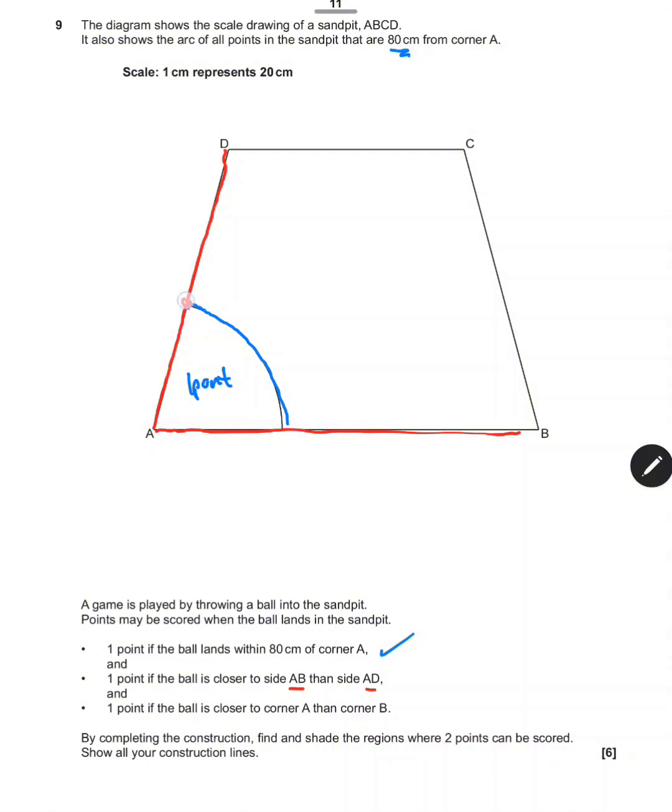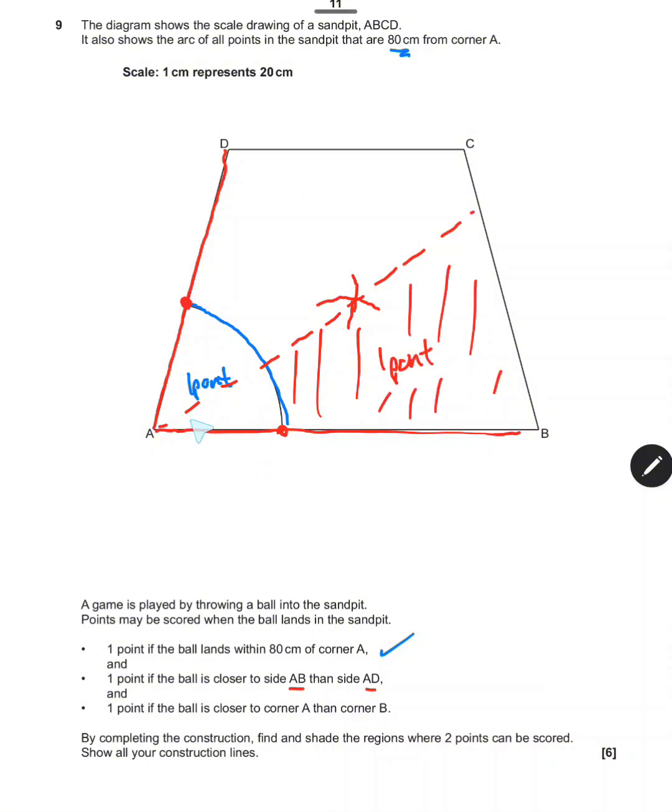You're going to put your compass point here and draw an arc around it. You're then going to move your compass pointer here without changing the compass and draw an arc around that. And if we connect that crossover zone there, we've cut the angle in half. I'm sorry, that's a bit rough doing it on a device. And it says you get 1 point if the ball is closer to AB than AD. So all of this zone will be 1 point.